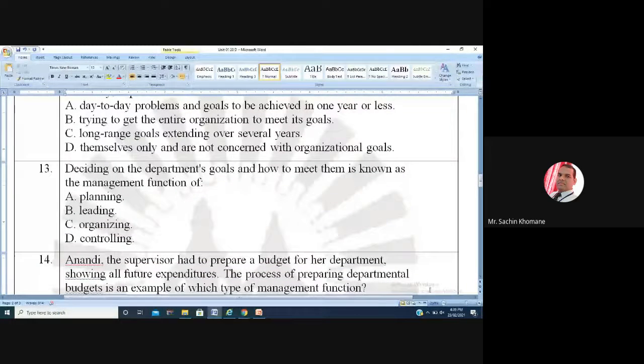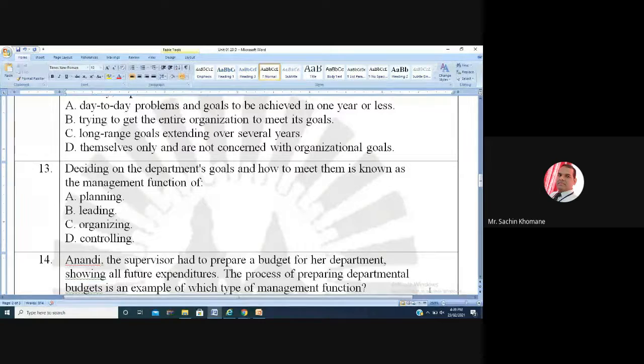Very simple questions from here onwards. Planning, leading, organizing, controlling. We have seen the functions of a manager, so you can easily answer. So first, deciding on the department's goal and how to meet them.